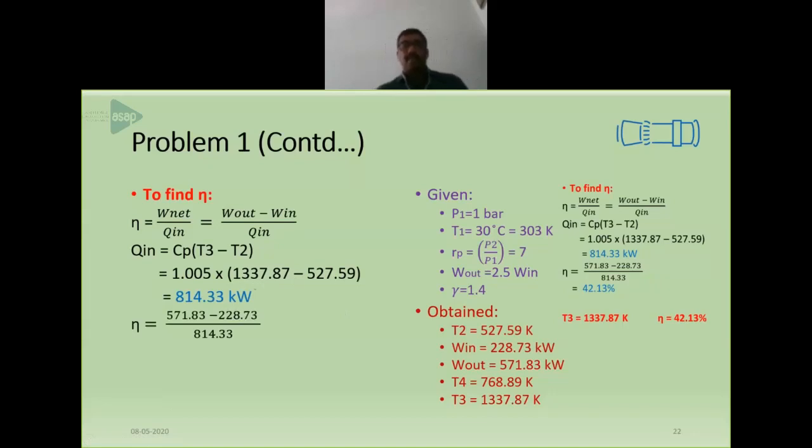When you substitute W out, W in, and Q in, all these values are with you because we have obtained these in the last slide. So you will get eta is equal to 43.13. That is the second part of the question. So now you got T3, the first part of the question, that is 1337.87 Kelvin, and efficiency is equal to 42.13%. Shall we proceed to the next problem?